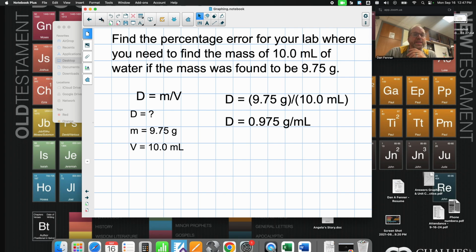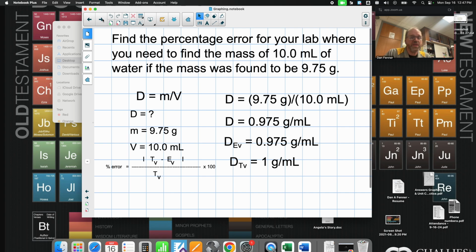Now, that is my EV, my experimental value. Now, what is the true value for water? Well, the true density of water is 1.0. Now, that's actually 1.0000000. It's infinitely significant, so we're not going to ever worry about the number that way.